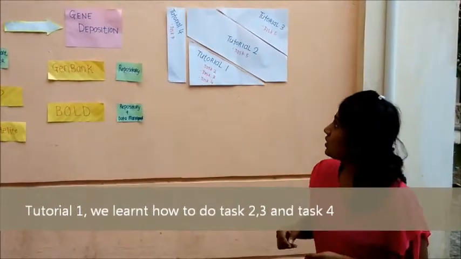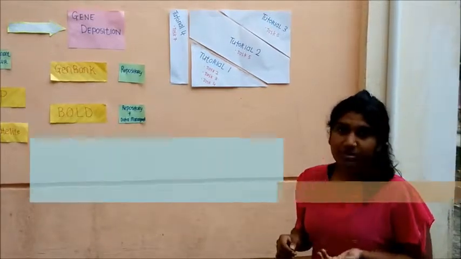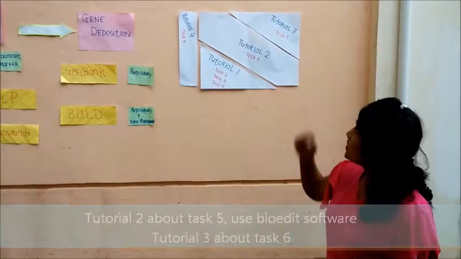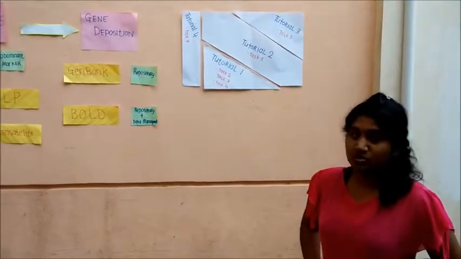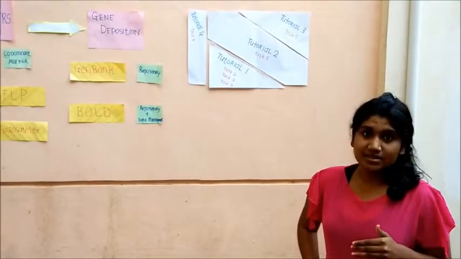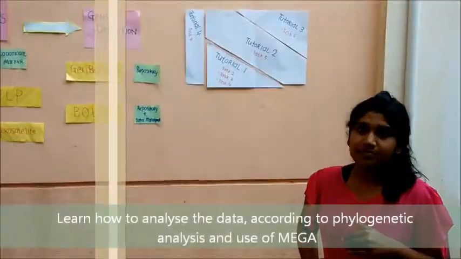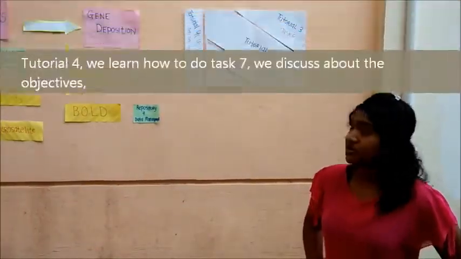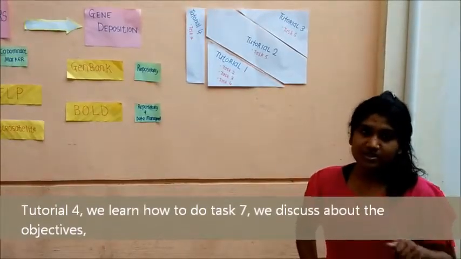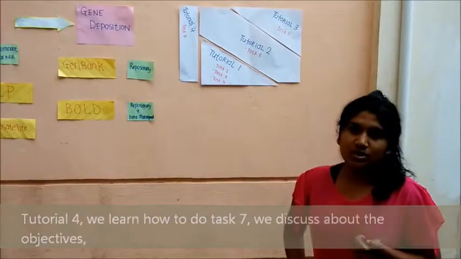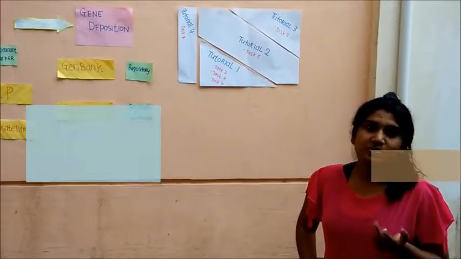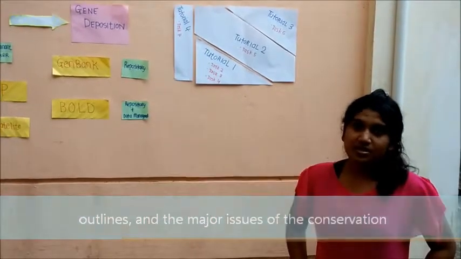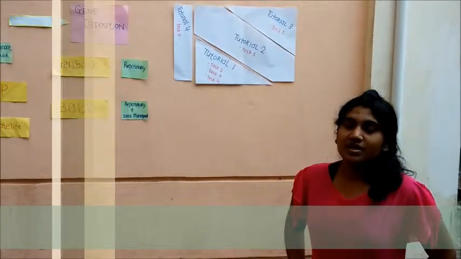In tutorial 2, about task 5, we learned how to download and use the BioEdit software. In tutorial 3, we learned how to do task 6, how to analyze the data according to the phylogenetic analysis, and how to use the MEGA software. In tutorial 4, we combined all 6 groups' journals and discussed the objectives, outline and major issues of conservation. So in conclusion, the tutorials help us do our tasks and assignments better, and that's all.